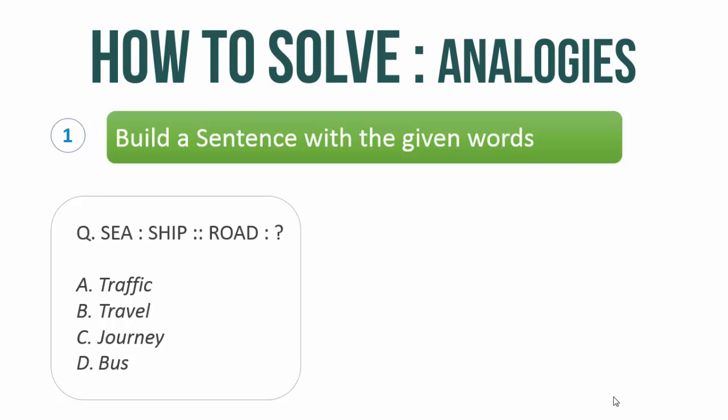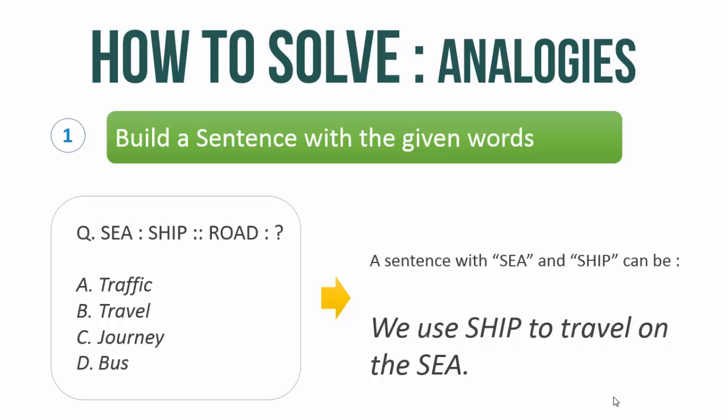Step 1 was to build a sentence with the given words. Now the question here is, sea is to ship is the same as road is to what? And the options given to you are traffic, travel, journey, and bus. So the given words in the relationship are sea and ship. And we have to try and build a sentence with the words sea and ship. And remember that the sentence should highlight the relationship between the two of them. Now, a sentence with these two words that explains their relationship is, we use a ship to travel on the sea.